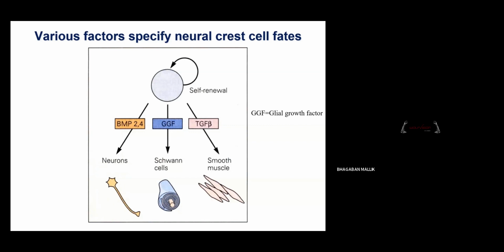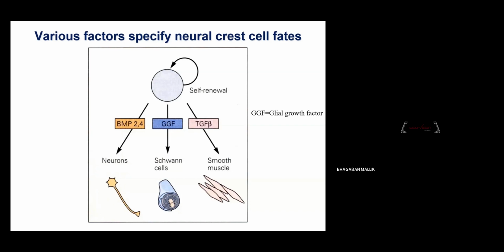Exactly. So neural crest cells can form different, diverse kinds of cells. They can form part of the heart, the gut, the neurons. But yes, you are right. So they are multipotent, the neural crest cells. These are the multipotent stem cells.